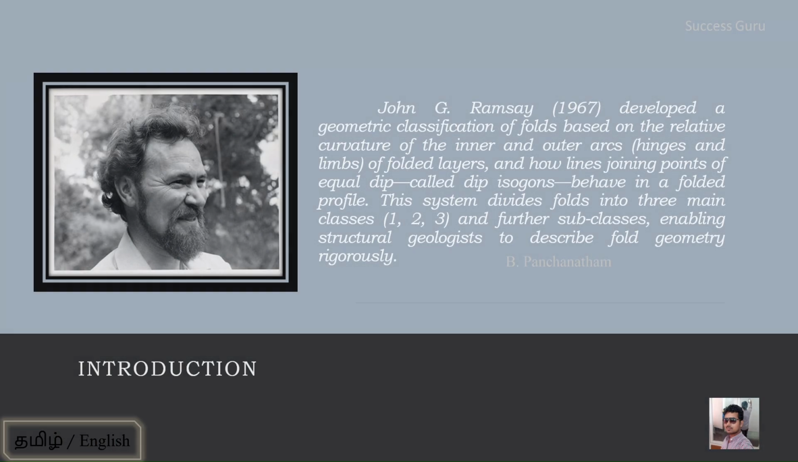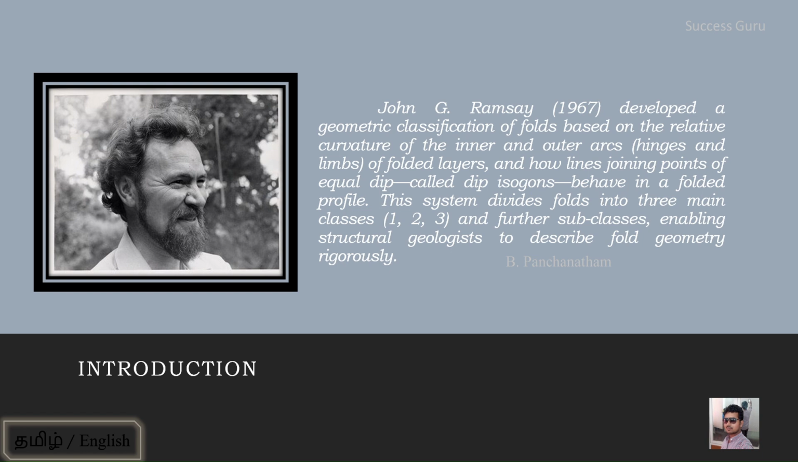Actually, this is John G. Ramsay, who developed a geometric classification of fold based on the relative curvature of the inner as well as outer arc of a folded layer. So when we have a bedding plane, that is the top end and the bottom end of a particular bed, when it folds, that is what he used to call outer arc and inner arc, instead of saying top of the bedding plane and bottom bedding plane, right? And he used this for the classification. So let us see how it is.